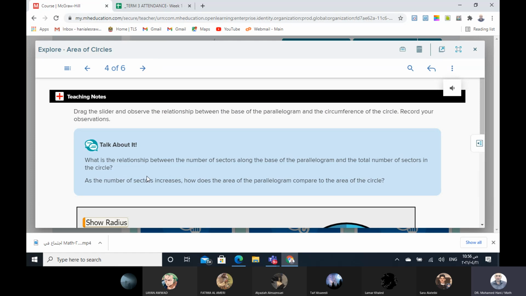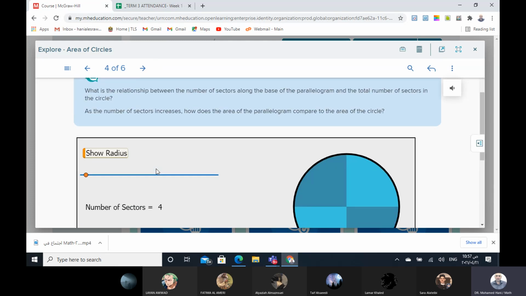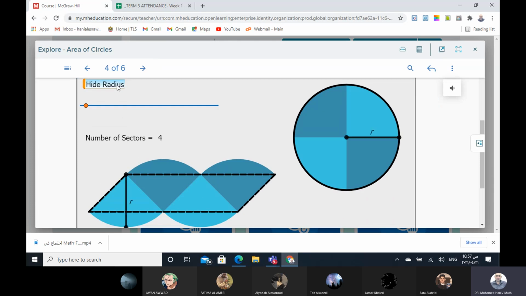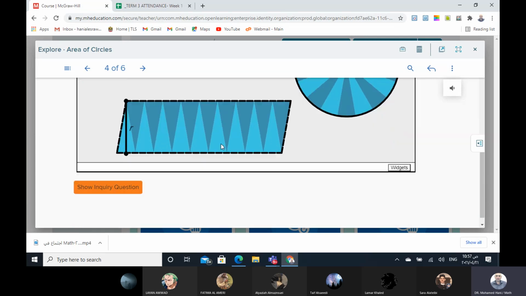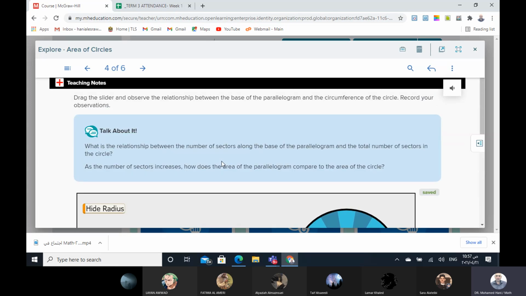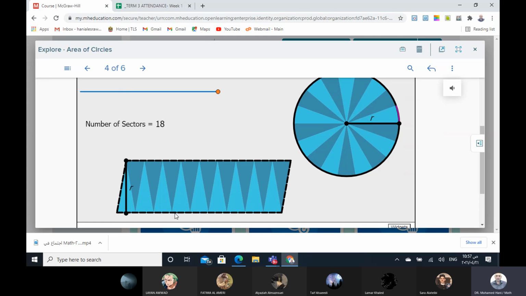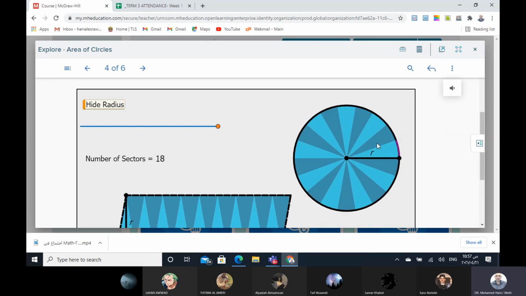Drag the slider and observe the relation between the base of the parallelogram and the circumference of the circle. Record your observation. The base of the parallelogram here, this is the base, is the same as the circumference of the circle.